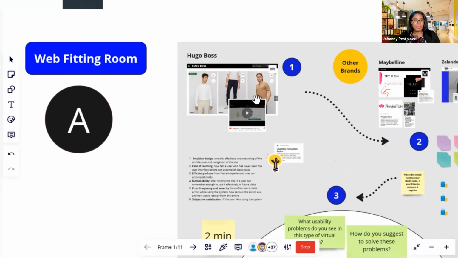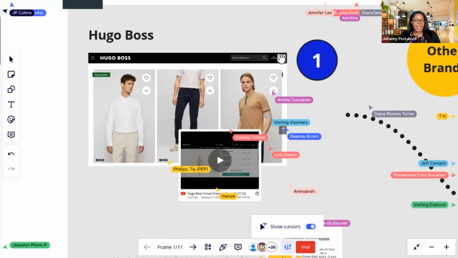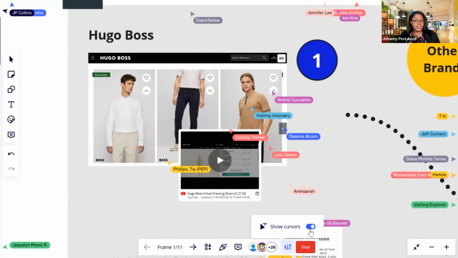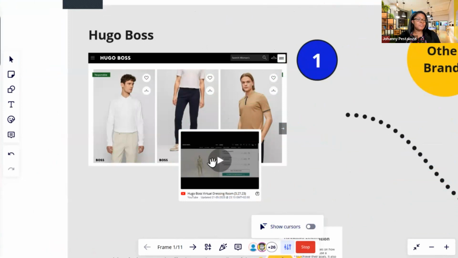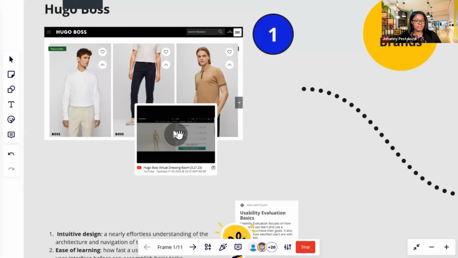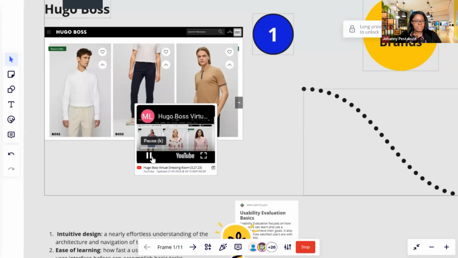I selected Hugo Boss. Here is also the link of the page in case you would like to have a look later on, and you can access it and try it out by yourself. For the purpose of this workshop, we'll just rely on the video. It is, of course, a limited view because there are different parts of the user journey that we are not seeing. But in any case, you can get a preview of what the experience is about, and then we will do the exercise. So please pay attention to it because it's relatively short. It's 1 minute or so, and then we will answer a couple of questions around usability.